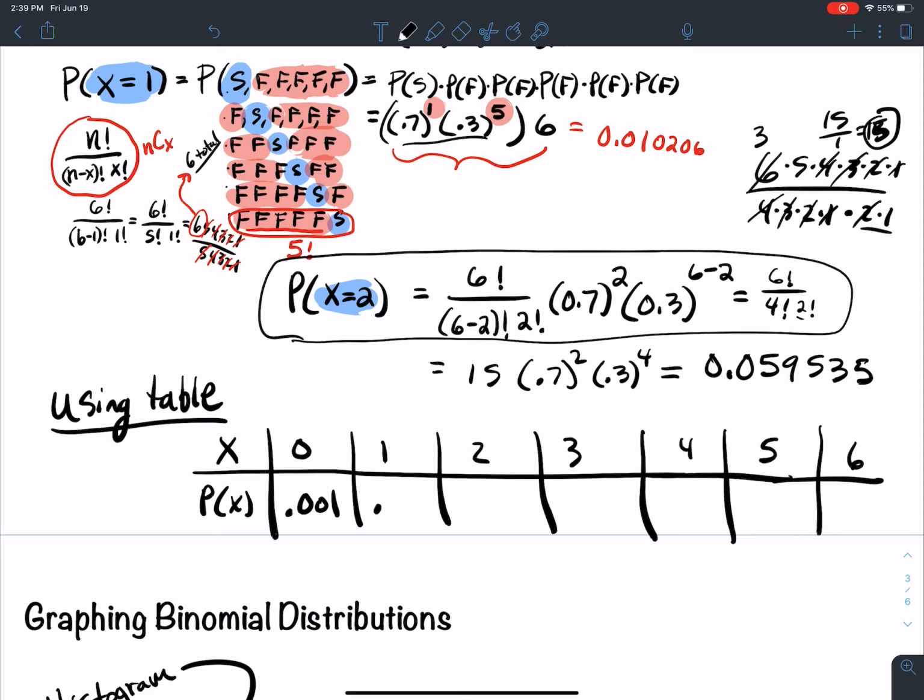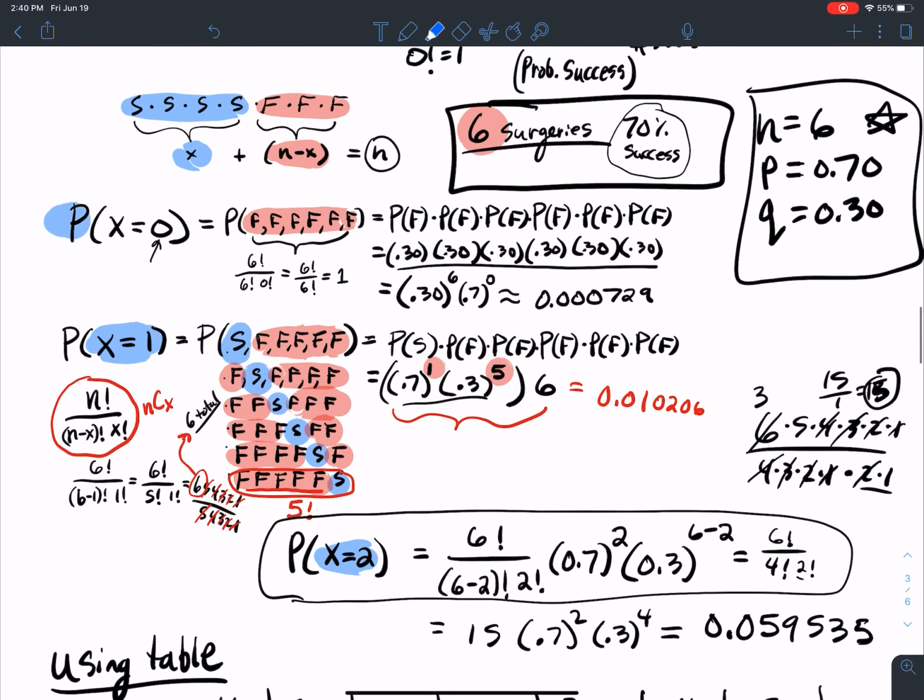0.010, 0.060, 0.185, 0.324, 0.303, and 0.118. Now look at that. That's way faster. Look, this is the probability of 0 successes. What did we say? The probability of 0 successes was equal to, holy cow, look at that. That doesn't equal 0.001, but look, the table goes out 3 decimals.